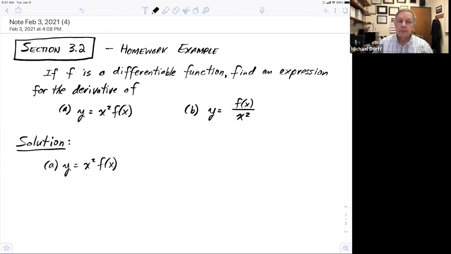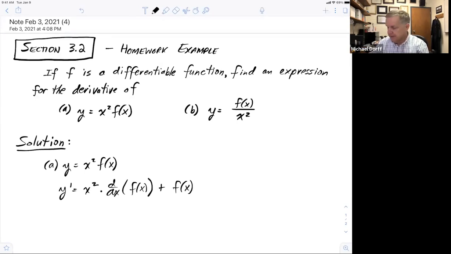So here I'm going to have to do the product rule because I have x squared times f of x. Don't be concerned that we don't know what f of x is, right? What does the product rule say? Product rule says you take the first function. So we think of the first function as x squared times the derivative of the second function plus the second function, which is f of x, times the derivative of the first function.